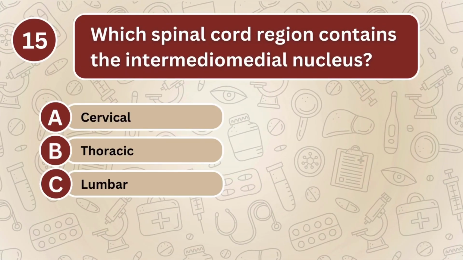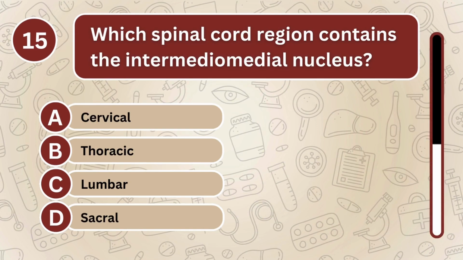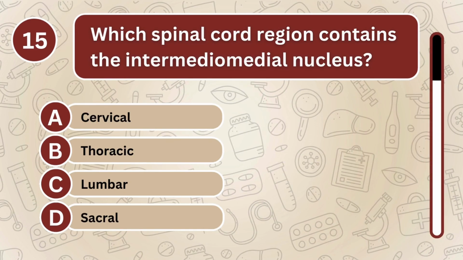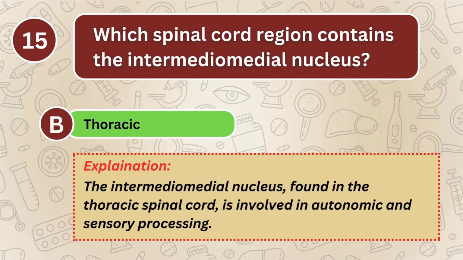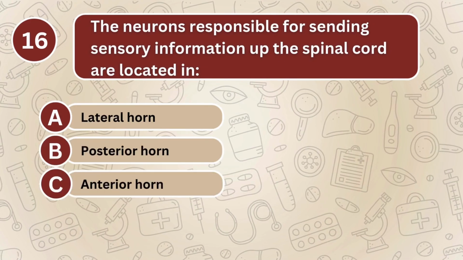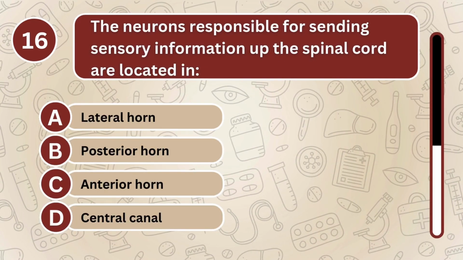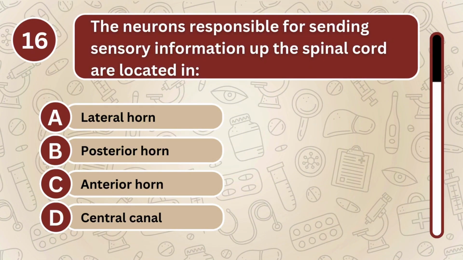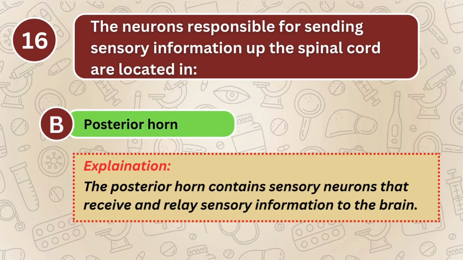Which spinal cord region contains the intermediomedial nucleus? It's B. Thoracic. The neurons responsible for sending sensory information up the spinal cord are located in... it's B. Posterior horn.